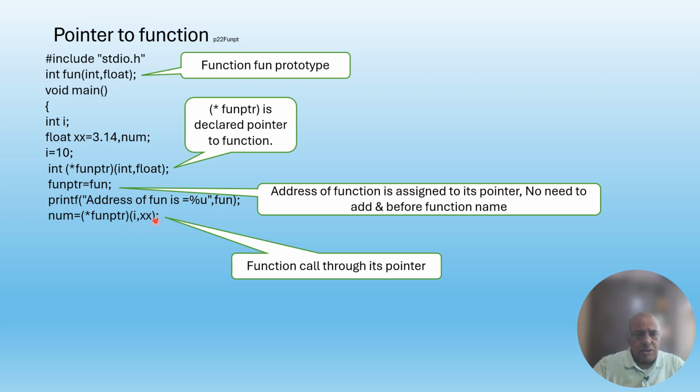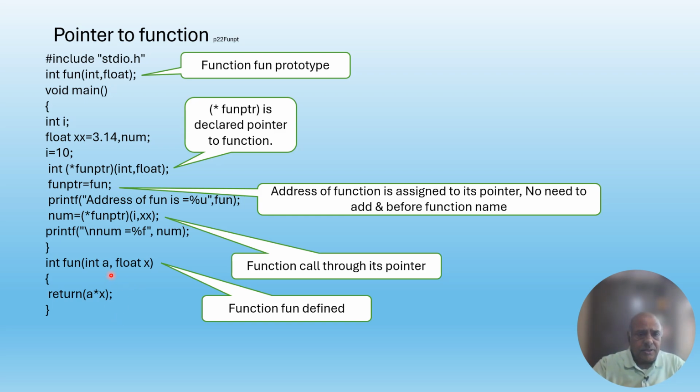So by this call through the pointer, the values of variable i and variable xx will be passed to the function definition, where the variables declared in that function will be collecting these values. Then we simply display the number num on our monitor screen. Then this is the function definition.